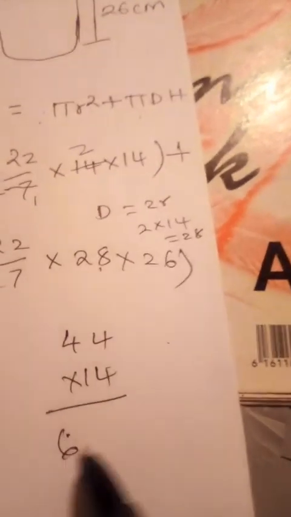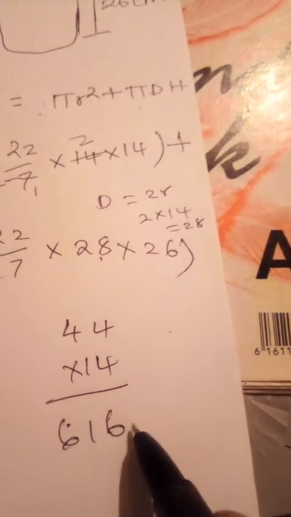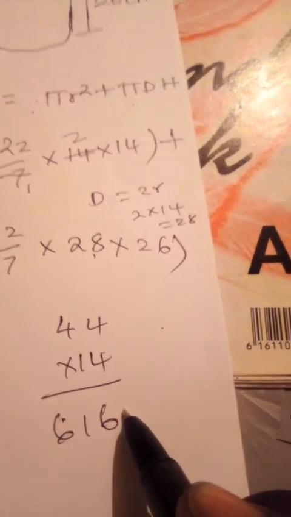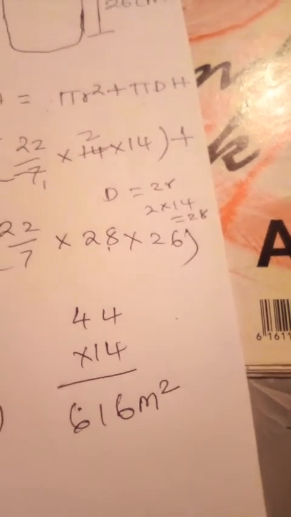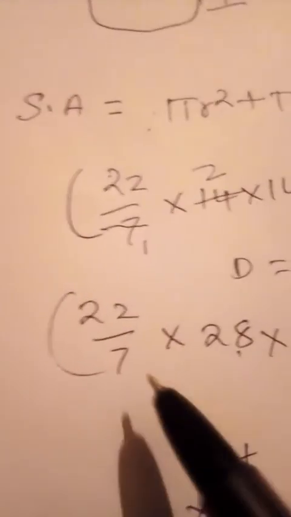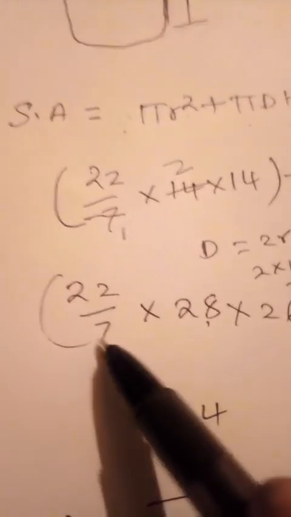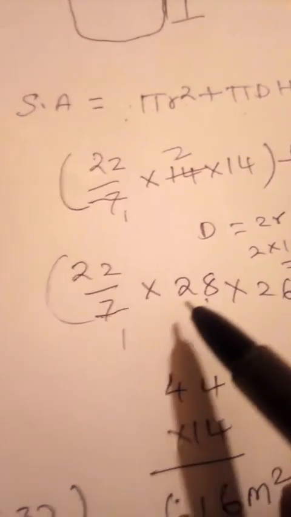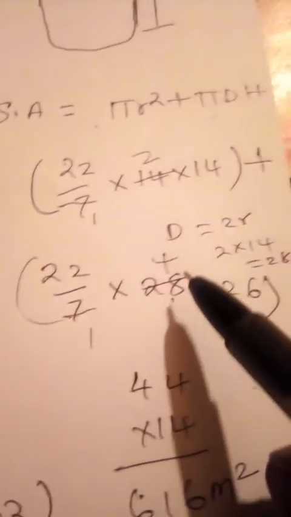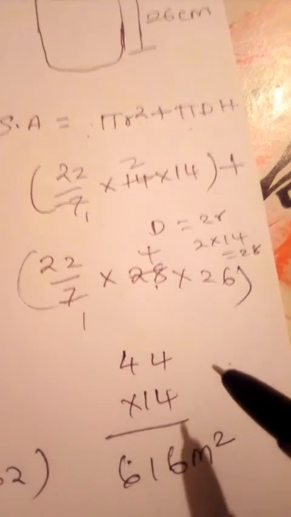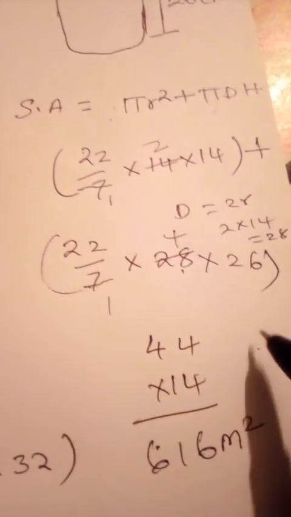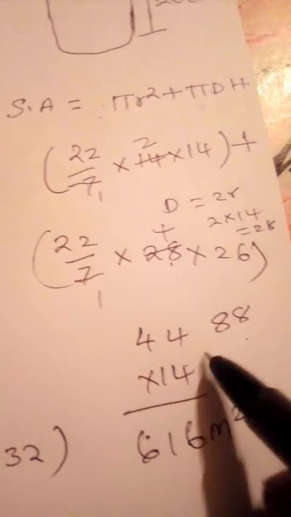It gives us 616 meters square. And then we are going to solve here, which is, we have 7 here, we cancel, 28 is 4. Now 22 times 4 is 88. So that is 88 times 26.